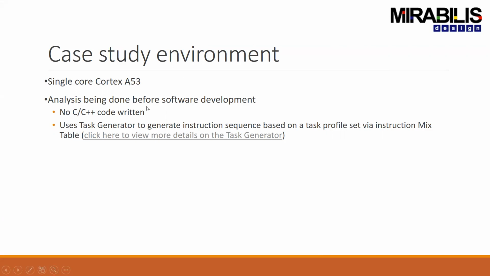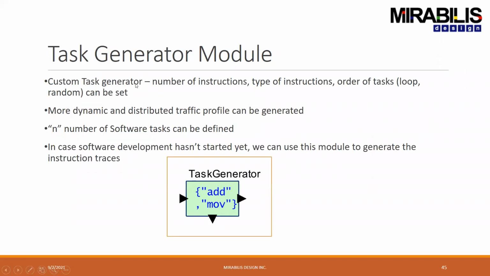the analysis that is being done at this point in time, let's assume that there is no software code being written. So if we are not having the software code written, then we need to define how the profile will look like. So we use a task generator module from the VisualSim library to define what would be the profile of the task. So let me just show you quickly how the task generator looks like.